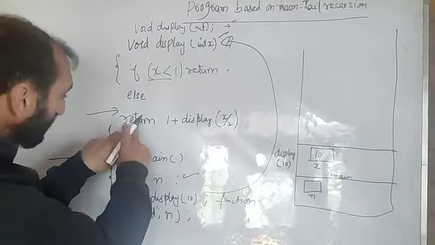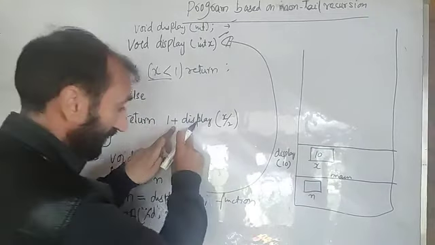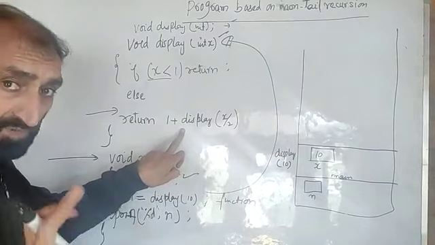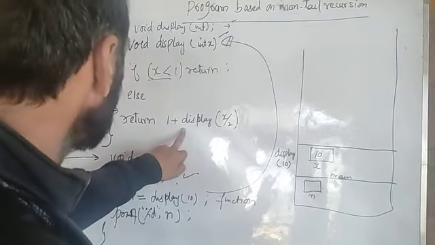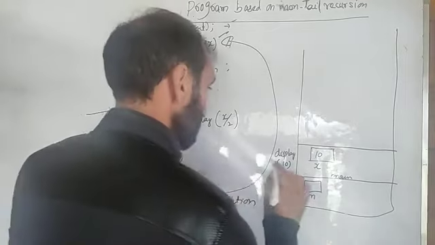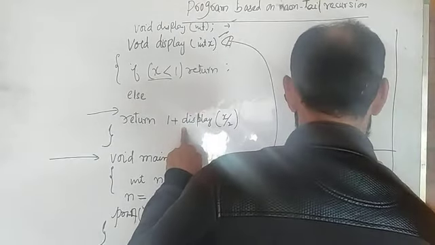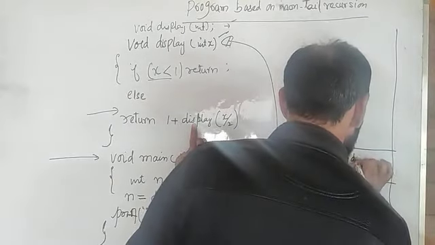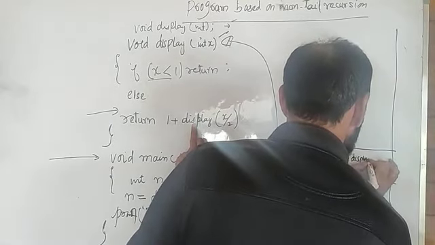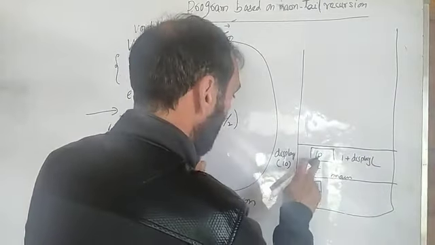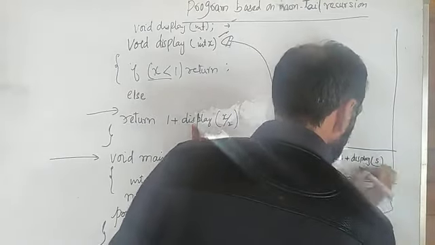What is in here? Return 1 plus. Take care, what will get returned? It will return 1 plus display of x divided by 2. What is x? 10. 10 divided by 2 equals 5.